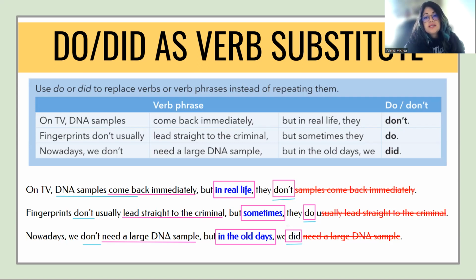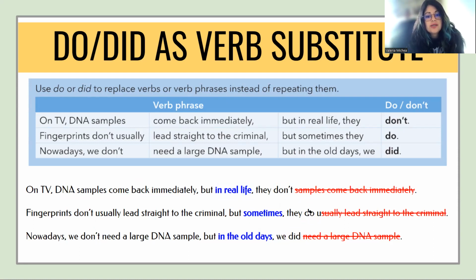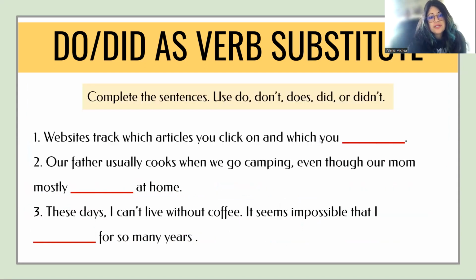All right, so this is just for you to know how to avoid repetition in English. And of course, we have to practice. There is no way we can escape without practicing, because you know that practice helps you understand these things better. So let's go to the exercises. We have here that you need to complete the sentences using do, don't, does, did, or didn't. Let's go with the first one.